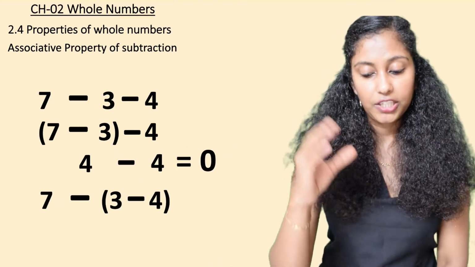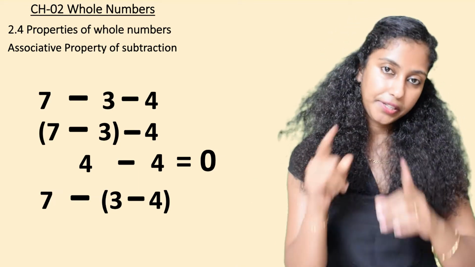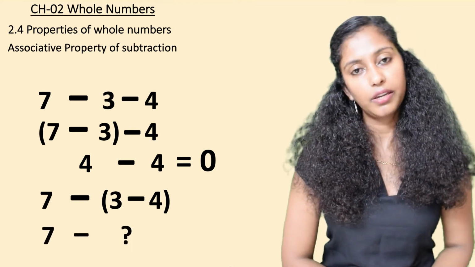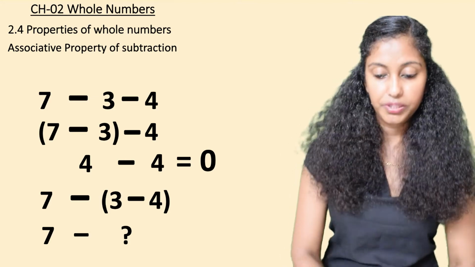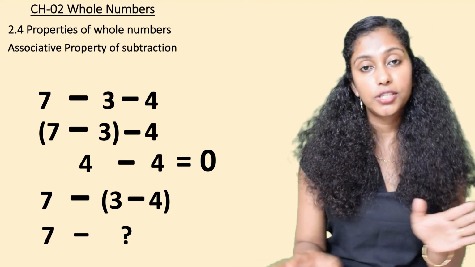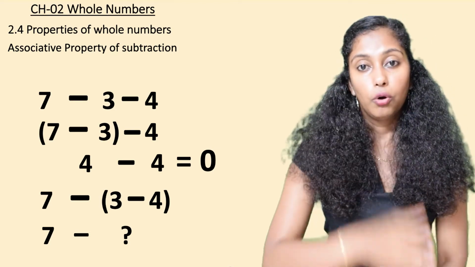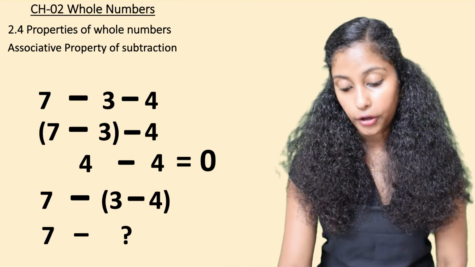Now let us see by changing the place of bracket. So 7 minus, and in the bracket is 3 minus 4. So here 7 minus we can write, but 3 minus 4 question mark. So here what we see is that the whole numbers are not associative under subtraction, which means that whole numbers cannot be subtracted in any order.